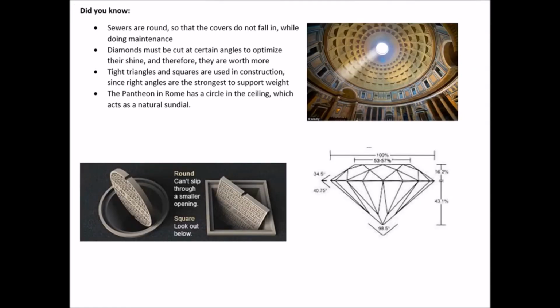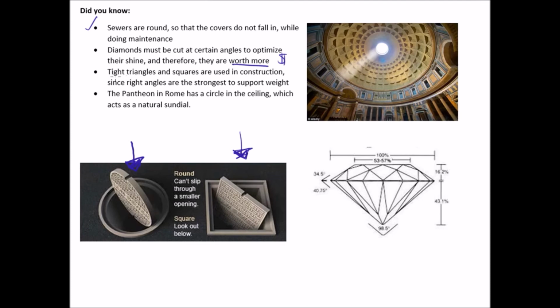All right, and here's just a couple did you knows. So a little bit of an appreciation for geometry. So sewers are round. You can take a look right here, we know that sewers are round. The reason why we use round sewers is so that they don't slip into the smaller opening while doing maintenance. Okay, diamonds in real life, diamonds must be cut at certain angles in order for the light to shine and to optimize that shine. And when they're cut at certain angles, they're going to be worth more. Okay, so dollar sign.